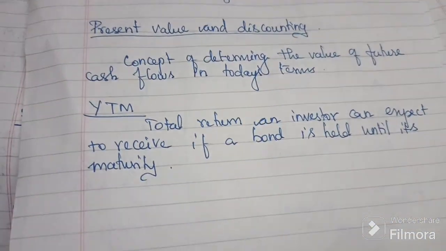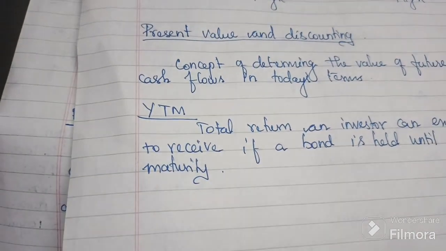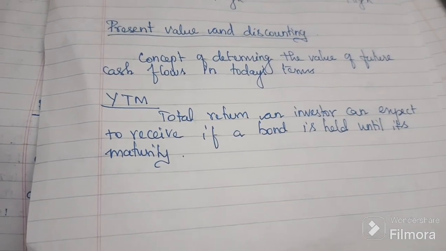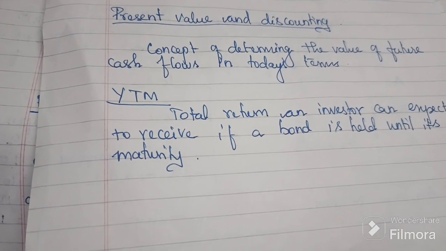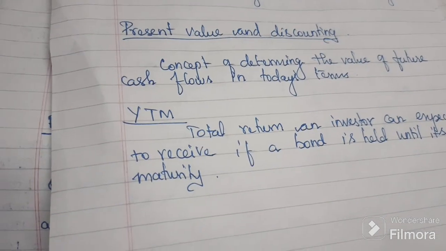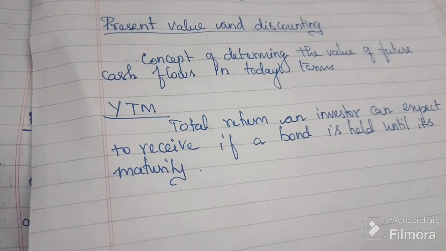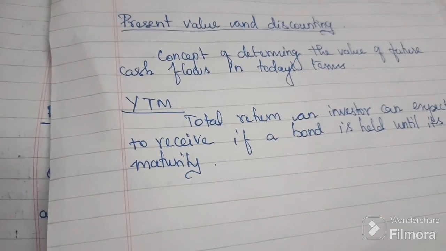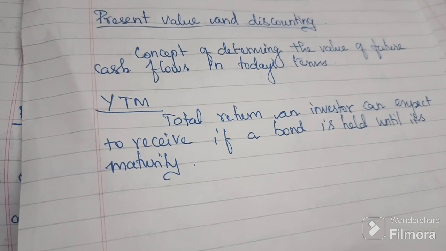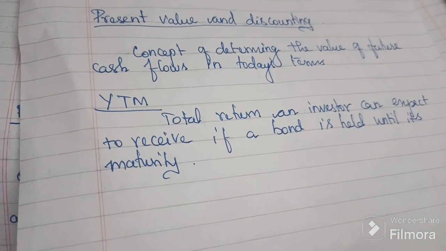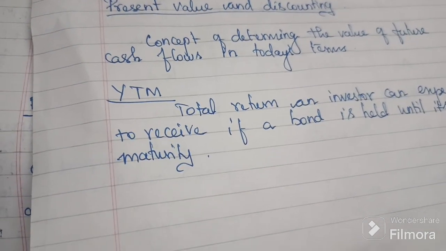And the next one important to bond is yield to maturity. If we are holding the bond till the date of its maturity, because bonds can also be tradable, right? Many people don't hold the bond, they buy once and they can trade it or sell it to other people. But if they are holding it till the period of maturity, then what is the return they are going to get from this bond?